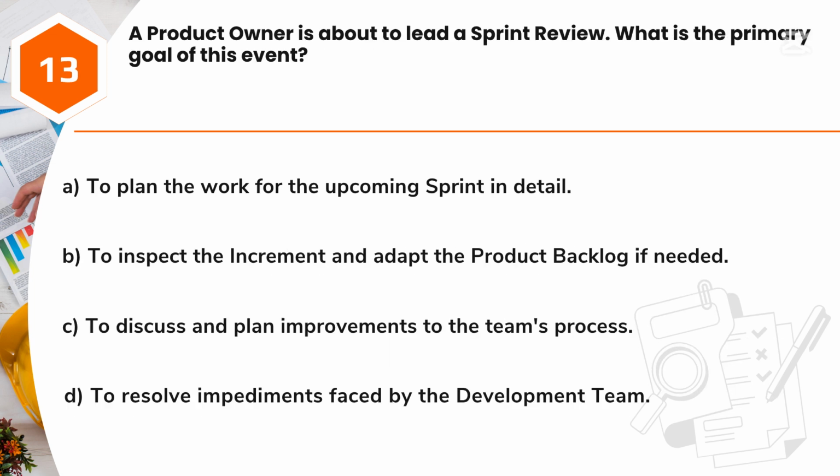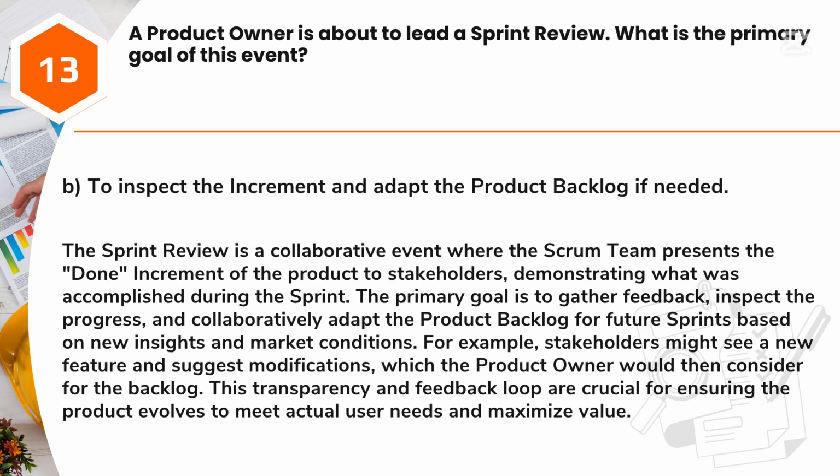Question 13. A product owner is about to lead a sprint review. What is the primary goal of this event? A. To plan the work for the upcoming sprint in detail. B. To inspect the increment and adapt the product backlog if needed. C. To discuss and plan improvements to the team's process. D. To resolve impediments faced by the development team. Answer: B. To inspect the increment and adapt the product backlog if needed.